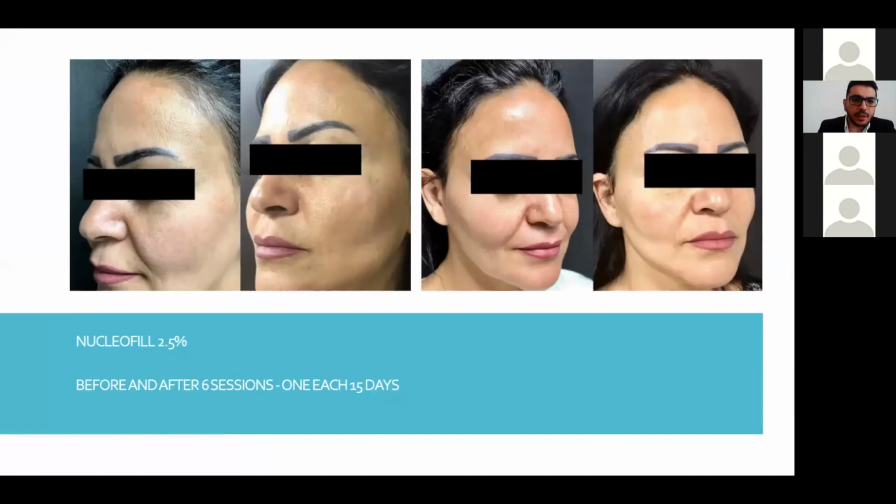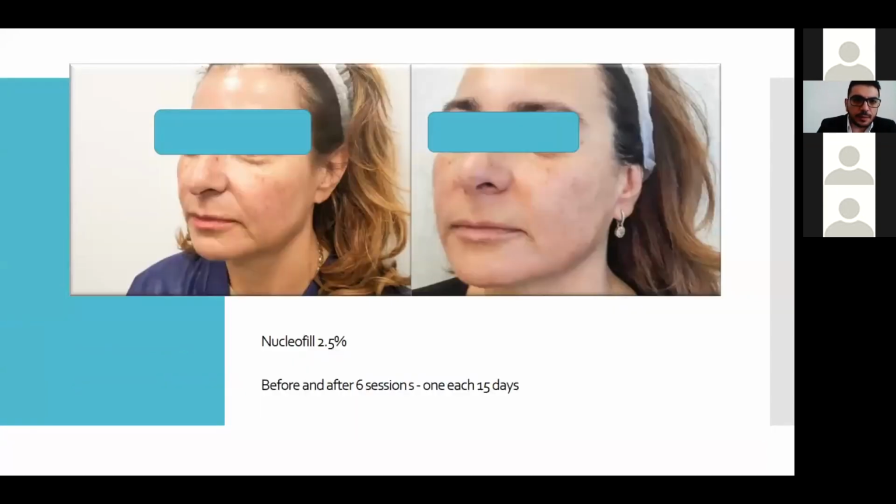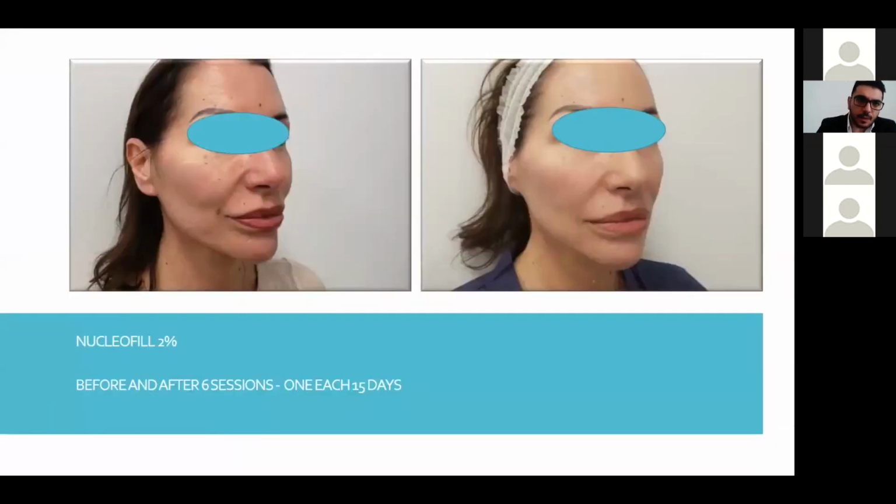So this is a patient that we applied 6 sessions 2 weeks apart of strong NucleoFill, and these pictures were taken after the full cycle. You can see the disappearance of the nasolabials, the improvement of the marionette lines, and the skin quality itself, and the skin color and tone is completely different. This is another patient. You can also see the improvement of the nasolabials, marionette lines, and the skin color, how it now looks more fresh, more red. Also after 6 sessions, 15 days apart.